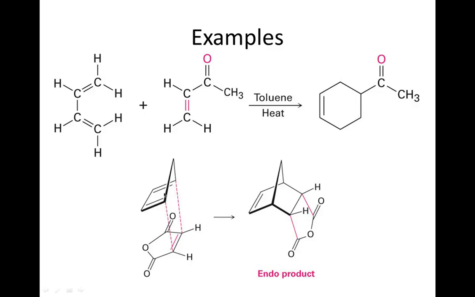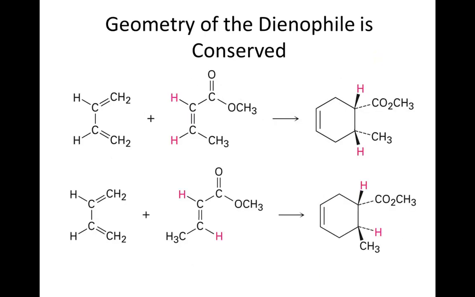When you draw this on a piece of paper, you don't necessarily see this three-dimensional shape. It's a little easier to see with molecular models. And one other thing you should know, the geometry is conserved. We said that it was a concerted reaction, so all the electrons move at once.